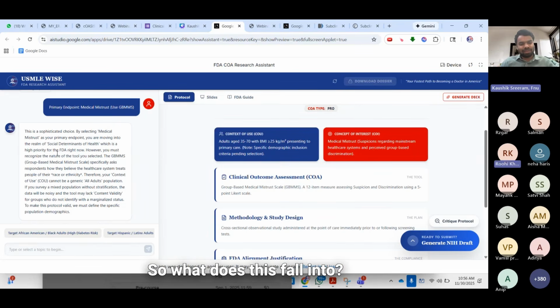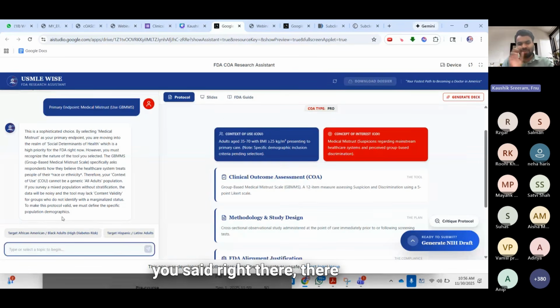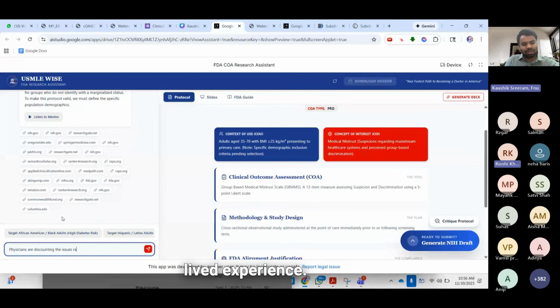So what does this fall into? Now let's type in what you said. There was a very interesting idea. So physicians are discounting the issues. Lived experience. Correct. The lived experience of patients with hypothyroidism and diabetes. Yes. Hypothyroidism, which is leading to some mistrust. What is the best course of action? In which region? Are we in India? What region are we in? Pakistan? Southeast Asia. Southeast. Okay.